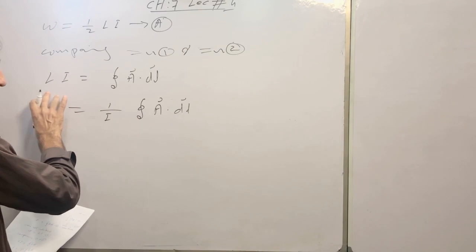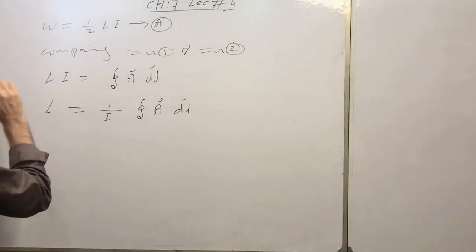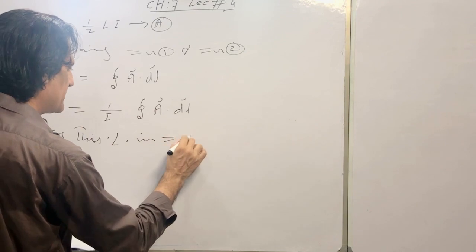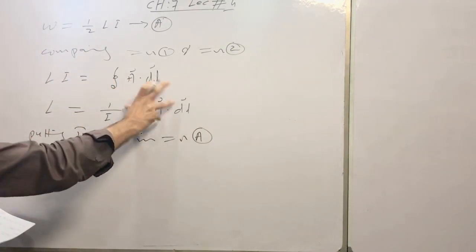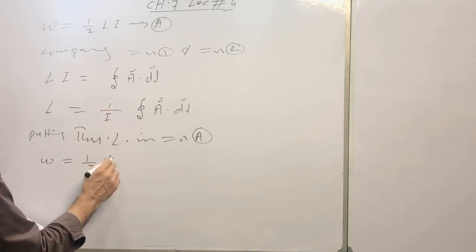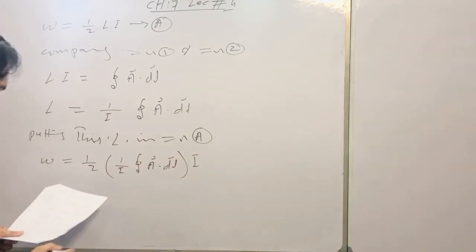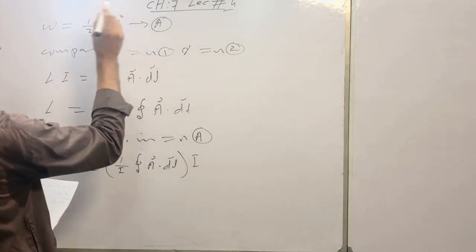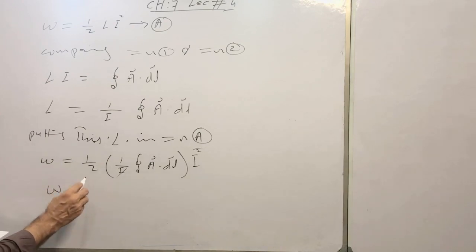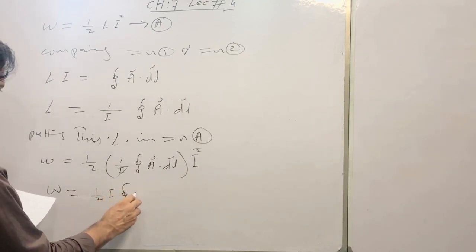Now putting this value of L in equation A, the work done that we have already calculated, W must be equal to 1 over 2, times 1 over I integral of A dot dl, times I squared. This I will cancel with one power of the square, and we have W equal to 1 over 2 times I times the integral of A dot dl.